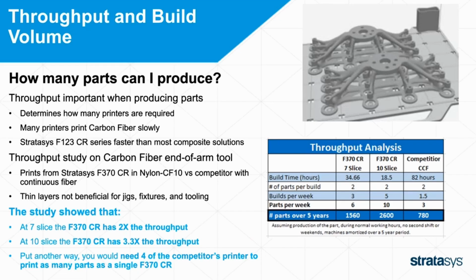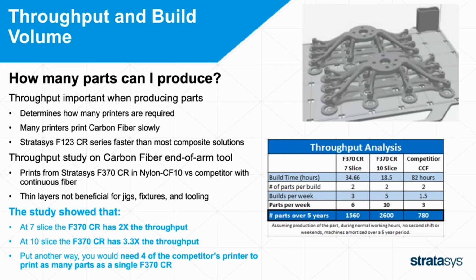And so with the F370CR at 7 thousandths of an inch layer heights, you can get 6 parts per week off of it. And at 10 thousandths of an inch layer heights, you can get 10 parts a week off our printers. The competitor printer, you could only get 3 parts per week off that printer. And so over 5 years, you can see that we can produce a lot more parts.